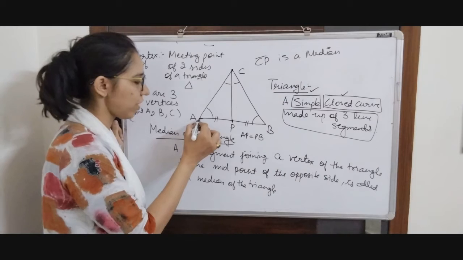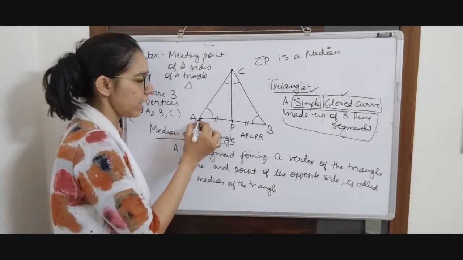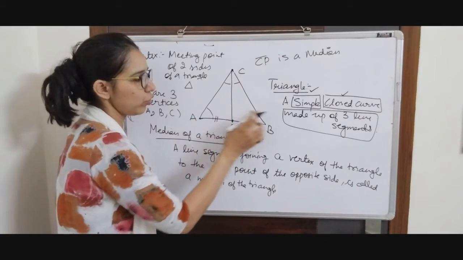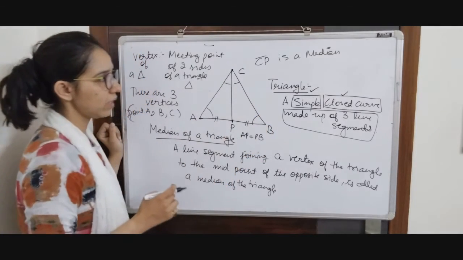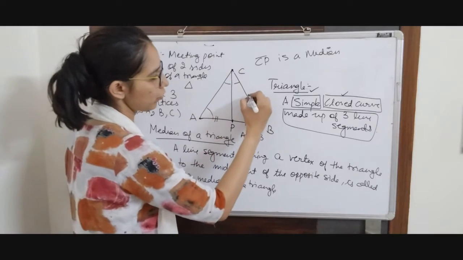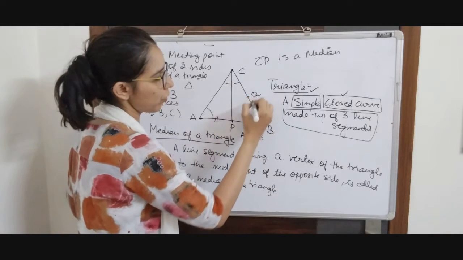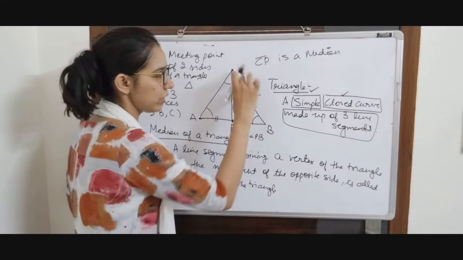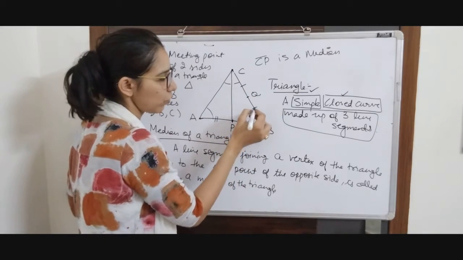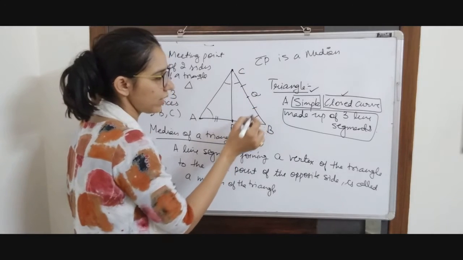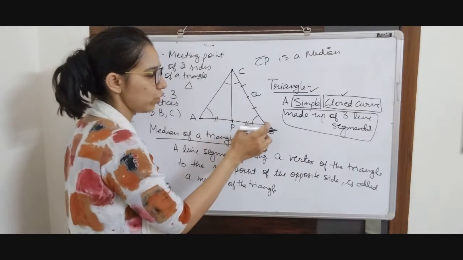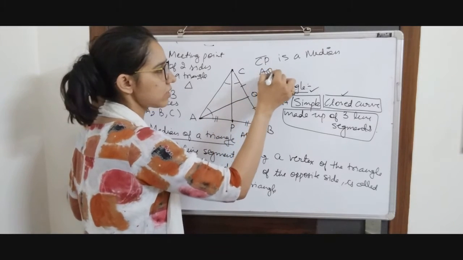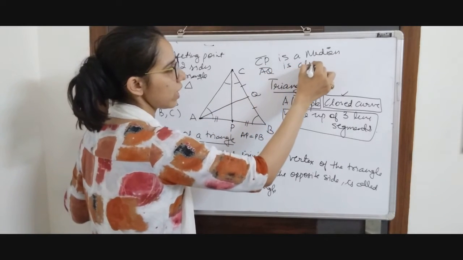What will happen if I join vertex A to the midpoint of BC? Because the opposite side to A is going to be BC, I will find the midpoint. Suppose this point is Q. Midpoint means this side and this side are equal, so I will put one line here, one line here. It means that CQ is equal to QB, and I'll join A and Q. Now AQ is also a median.